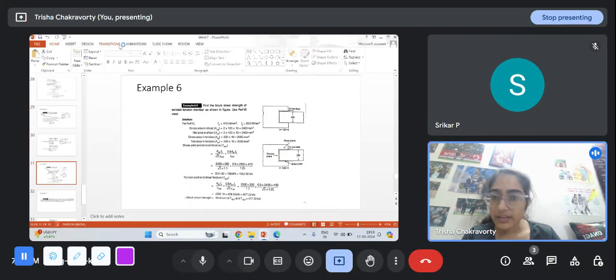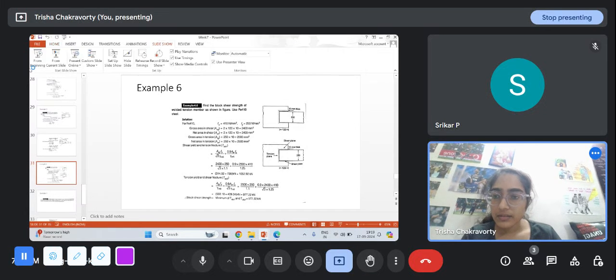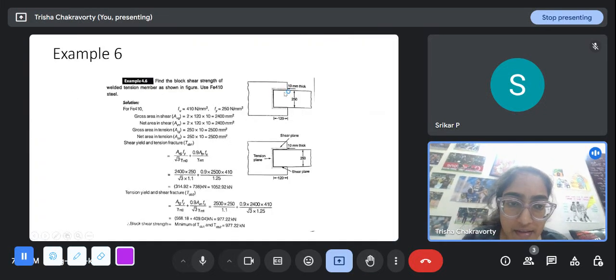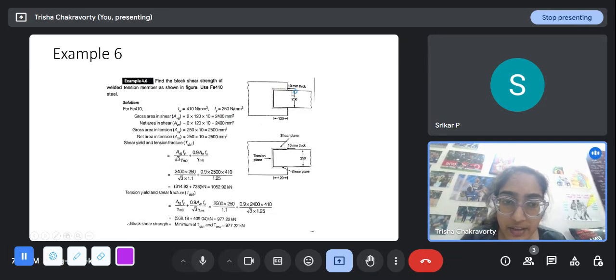So this question I found here. This is a welded part, and they are asking for block shear. Gross area in shear is this 120, so 120 into 2 into 10. That is what they are doing, and the net area and the block.